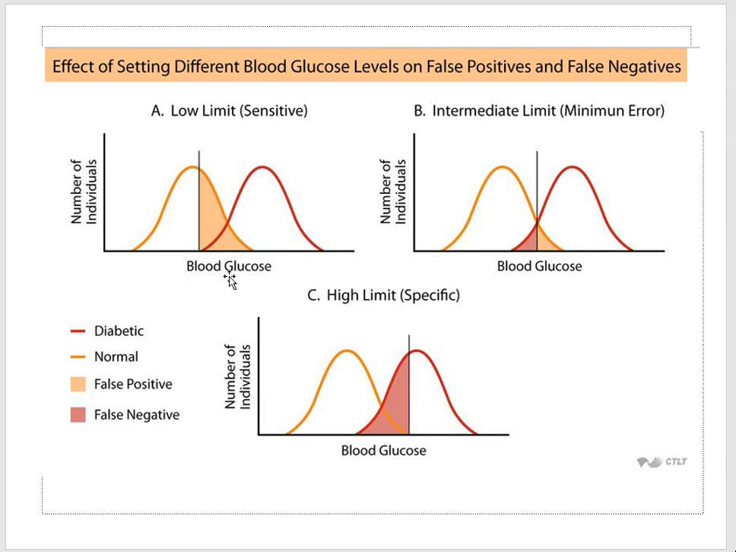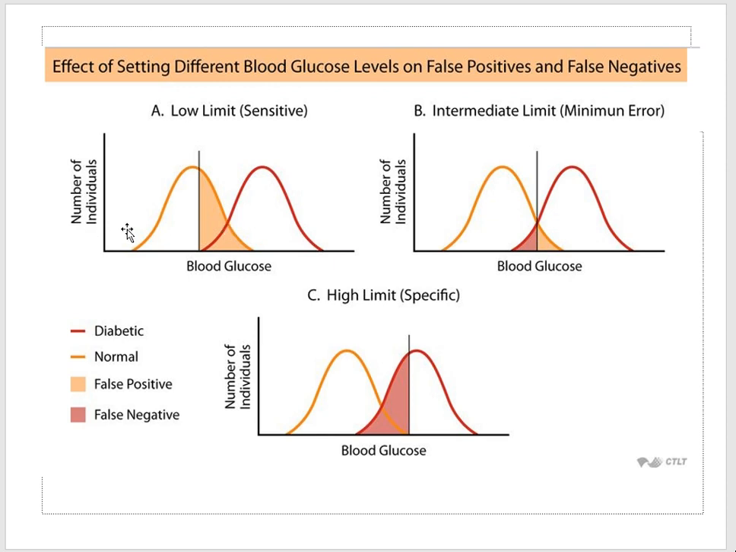Because remember, when you're running the blood glucose, you don't know if the person is diabetic or not. All you're saying is that if your blood glucose is above the limit, then you're going to test positive, and if your blood glucose is below the limit, then your test is going to be negative. And therefore, anybody who's above this black line right here is going to be tested positive. And because the orange distribution, the healthy distribution, has a big portion of it above this dark line, you're going to end up with a lot of people testing positive, though they actually are healthy.